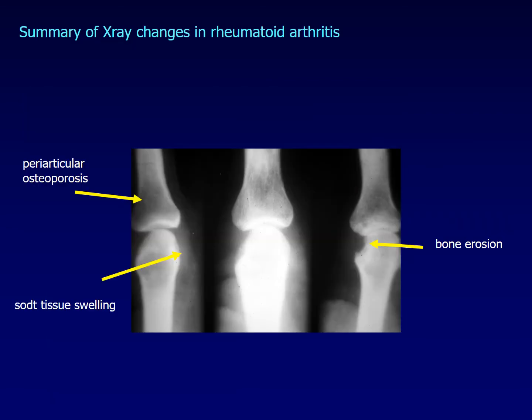These are the X-ray changes like bone erosion, seen here in the metacarpal head, soft tissue swelling, and periarticular osteoporosis. You can see an area that is less radiodense than here. So this is the periarticular osteoporosis.